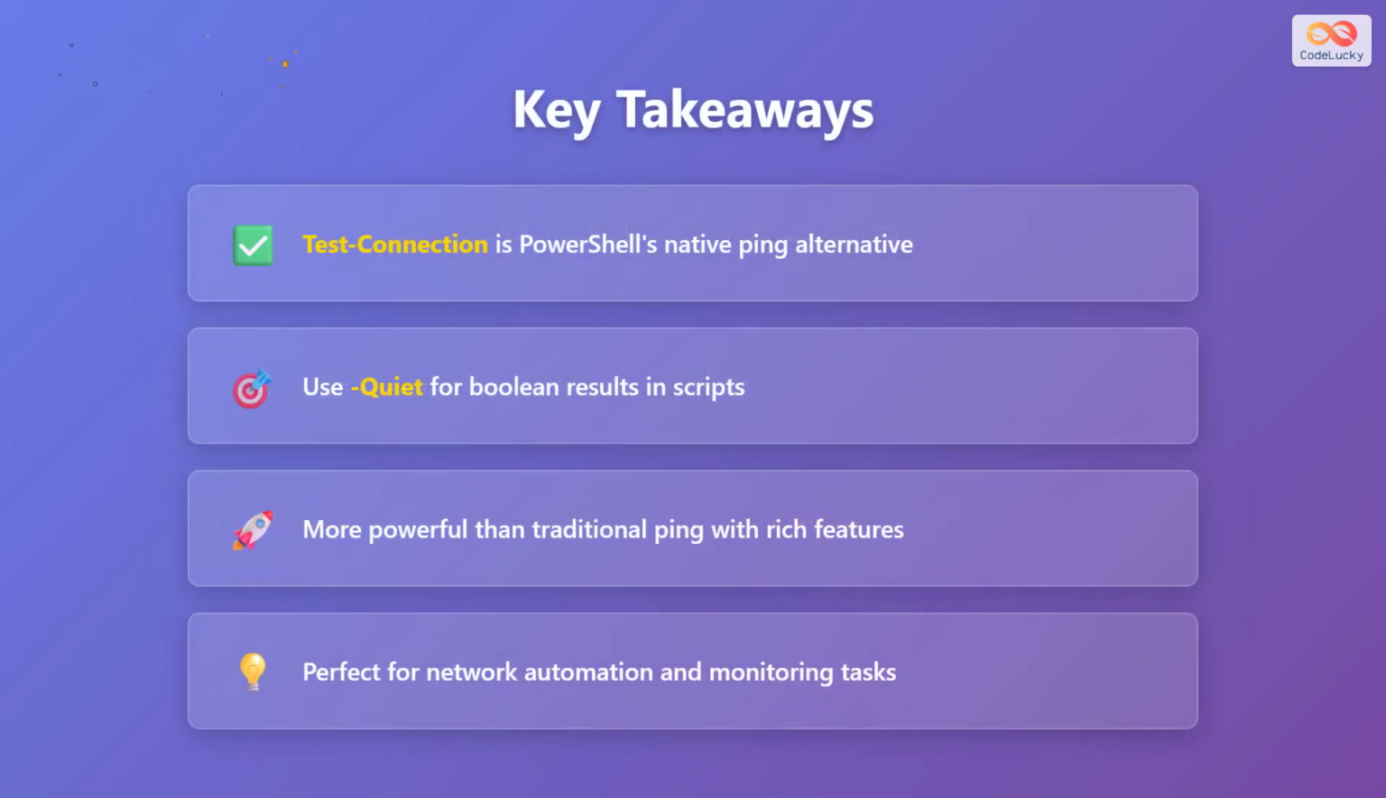Let's recap what we've learned. Test-Connection is PowerShell's native ping alternative, offering much more functionality than the traditional command. Always use the -Quiet parameter when you need Boolean true or false results in your scripts, as it makes your code cleaner and more efficient. Remember that Test-Connection is more powerful than traditional ping, with features like traceroute, IPv6 support, and rich object output. And finally, it's perfect for network automation and monitoring tasks, whether you're checking a single server or building comprehensive health check systems. Start incorporating Test-Connection into your PowerShell scripts today, and you'll quickly see how it simplifies network testing and troubleshooting.